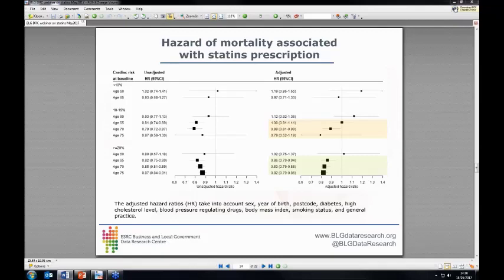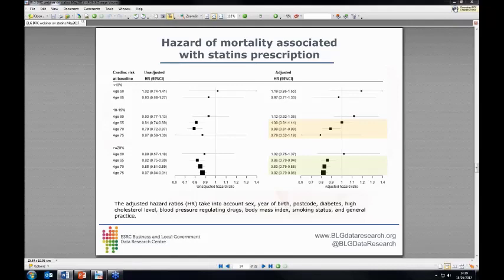Focusing on the adjusted effects, in patients with a cardiac risk lower than 10% at any age, or in patients younger than 60 at any cardiac risk, statin prescription was not associated with the survival benefit. In patients with a cardiac risk of 10 to 19% and aged over 60, statin prescription was associated with uncertain survival benefit. In patients with a cardiac risk of 20% or higher and aged over 60, statin prescription was associated with a significant survival benefit.